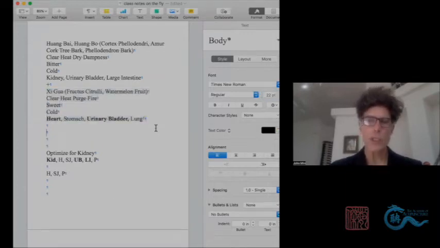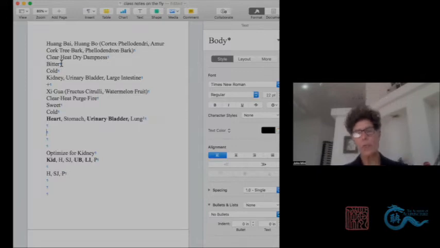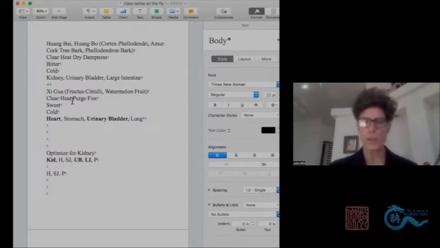Huangbai plus the Xigua, right? The watermelon. Sweet and cold. So we're combining bitter and cold with sweet and cold. The sweetness might mitigate to the point of neutralizing some of that bitterness, huh? But again, we could adjust this with dosage. But look, this is quite interesting.